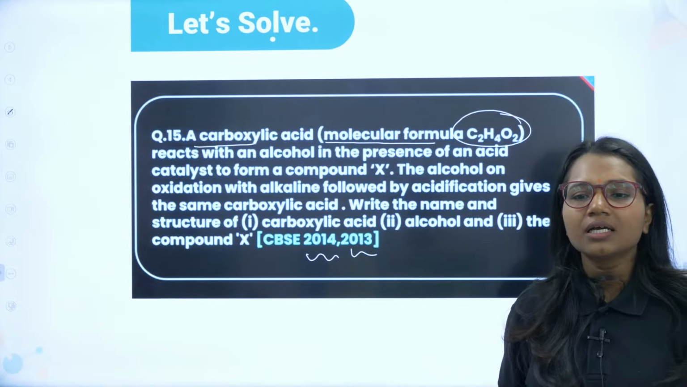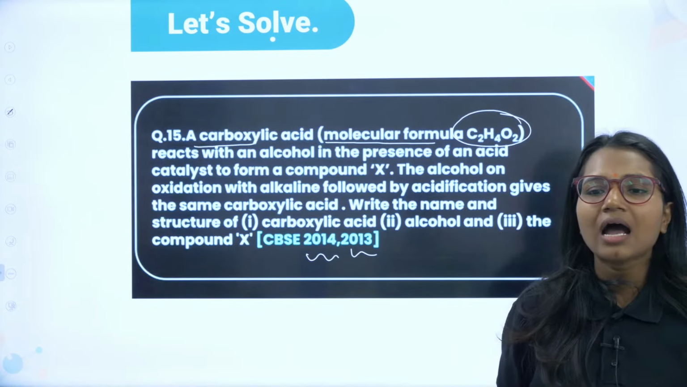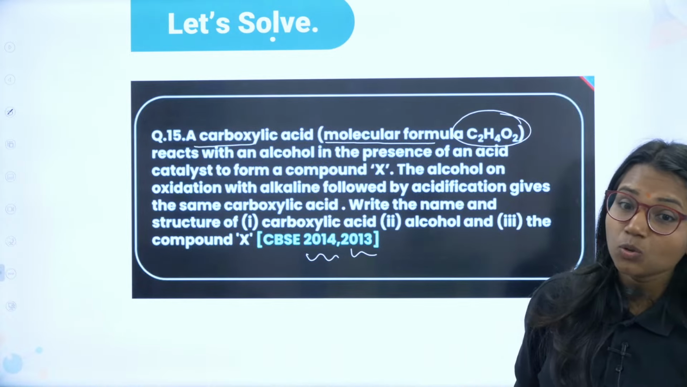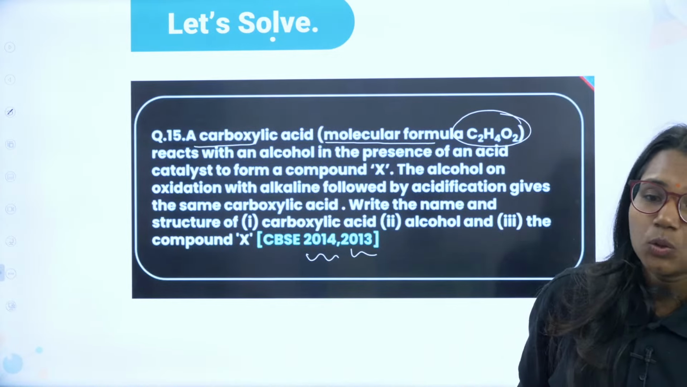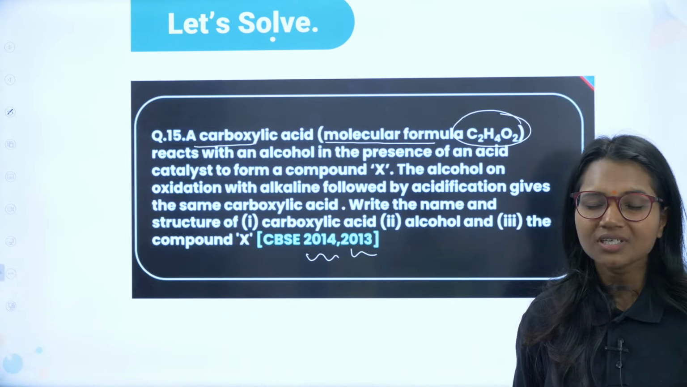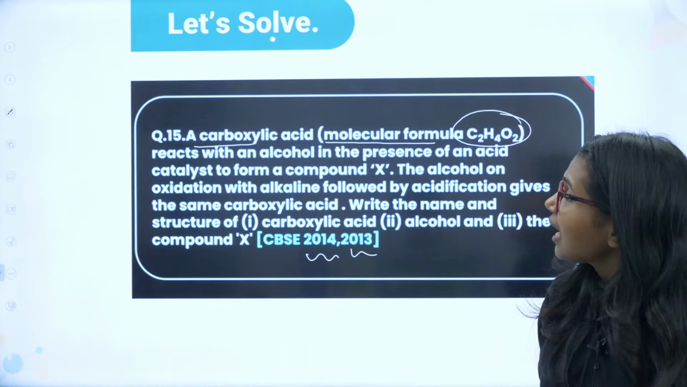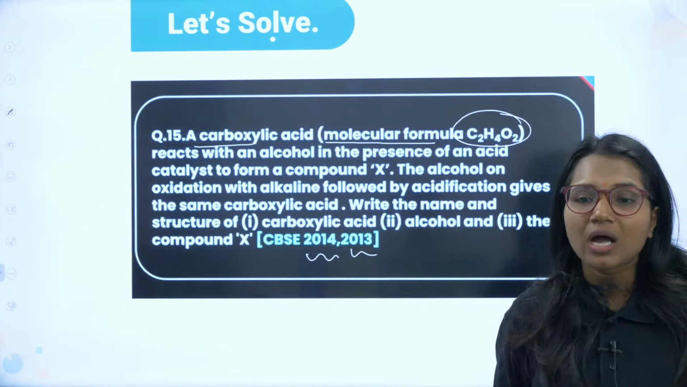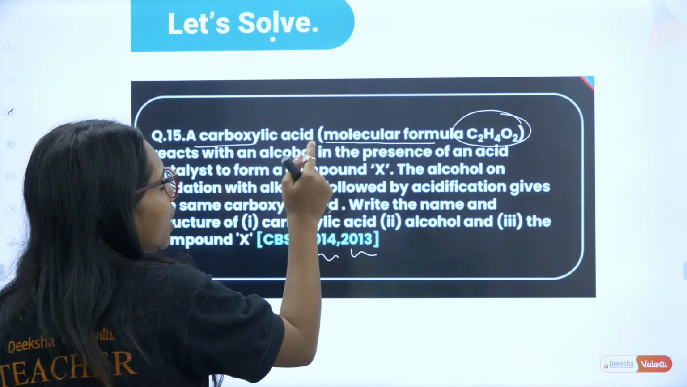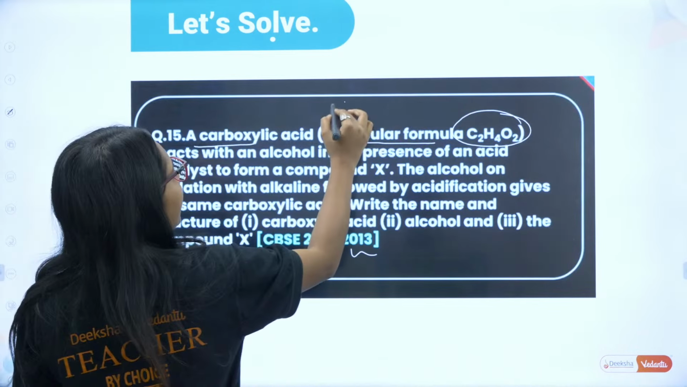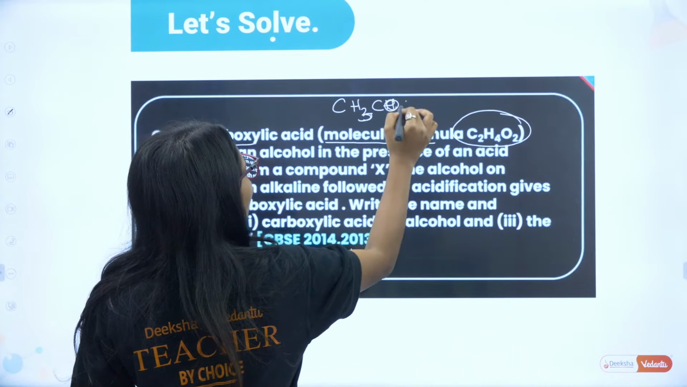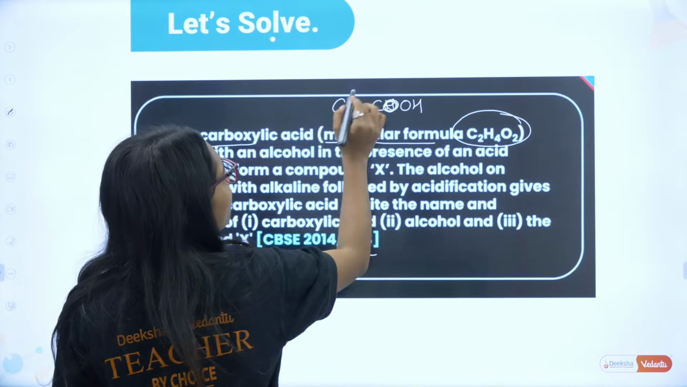So now let's come back. Can you tell me what is the acid with 2 carbon? For example, alkane with 2 carbon is ethane. Alkene with 2 carbon is ethene. Alcohol with 2 carbon is ethanol. So like that, what will be the carboxylic acid with 2 carbon? It is going to be ethanoic acid. A carboxylic acid with molecular formula C2H4O2, it is nothing but ethanoic acid, CH3COOH.